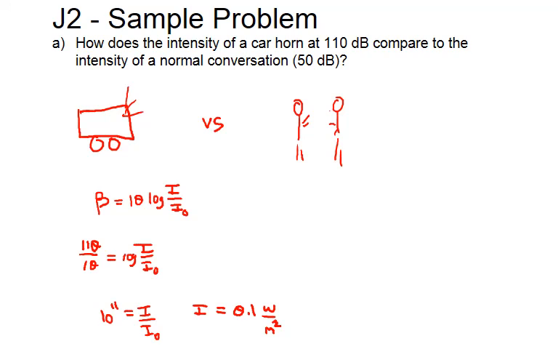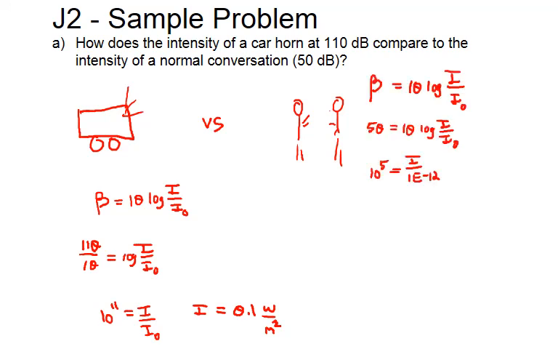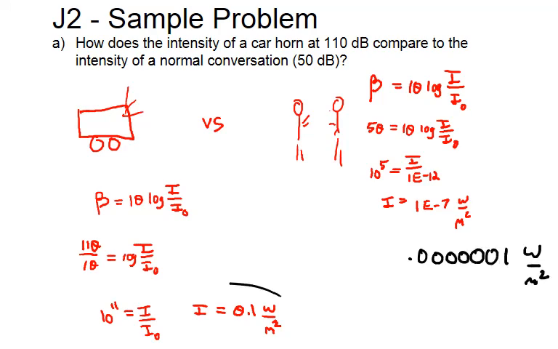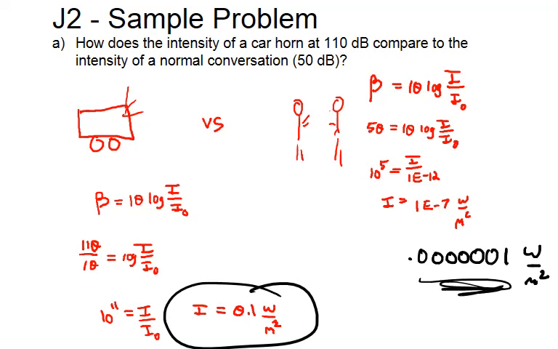And then for a normal conversation, 50 decibels, we divide both sides by 10. So we have 5 equals log I over I 0, and then we take both sides to the 10th power. So 10 to the 5th equals I over 1 times 10 to the negative 12th. Cross multiply, so the intensity is much, much smaller, right? That's 1, 2, 3, 4, 5, 6 orders of magnitude smaller than this. Much less air being pumped.